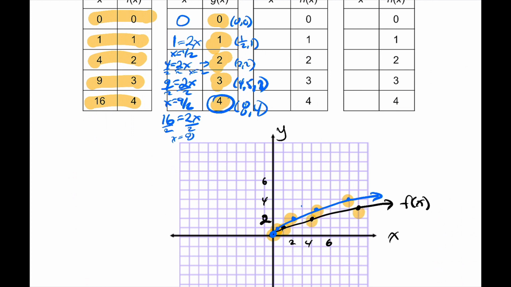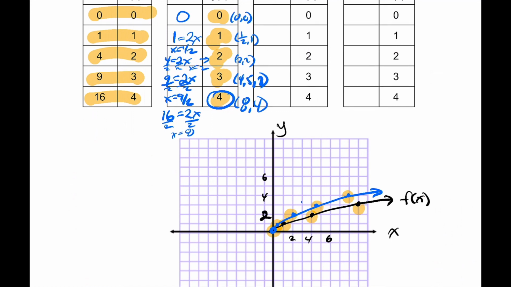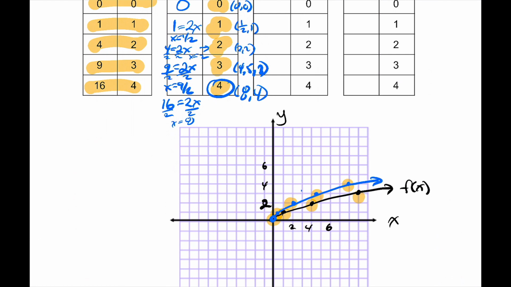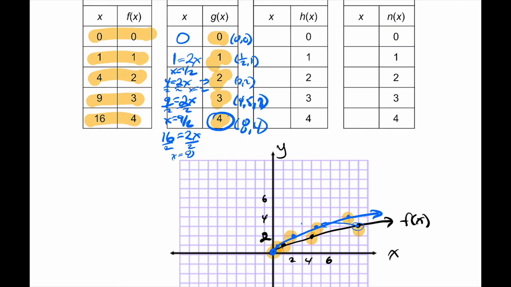We pushed it in. Another way we can see this is that if we take this point over here, we really moved it in to over there. Because to get the same answer of 3, originally the input was 9, but now we actually have 4.5. So this has the effect of compressing our graph. This blue line here is g of x.